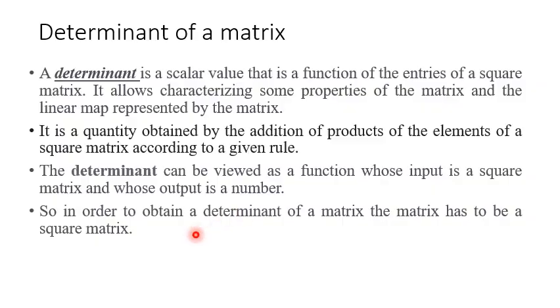Now we come to the next part, that is the determinant of a matrix. A determinant is a scalar value that is a function of the entries of a square matrix. It allows characterizing some properties of the matrix and the linear map represented by the matrix. It is a quantity obtained by the addition of products of the elements of a square matrix according to a particular given rule. The determinant can be viewed as a function whose input is a square matrix and whose output is a single number. So in order to obtain a determinant of a matrix, the matrix has to be a square matrix.